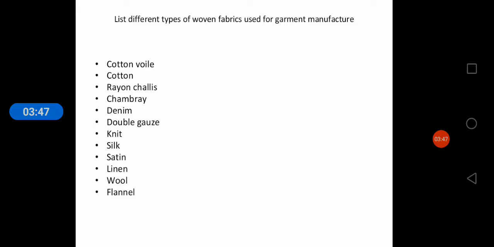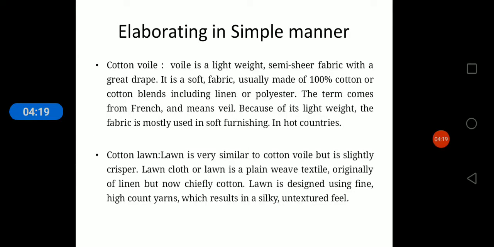And different types of woven fabrics used for garment manufacture: cotton voile, cotton lawn, rayon challis, chambray, denim, double gauge knit, silk, satin, linen, wool, and flannel. So these are the different types of woven fabrics used for garment manufacture. These are the high-level properties from the last slide. Now we are elaborating the woven fabrics used in manufacturing.